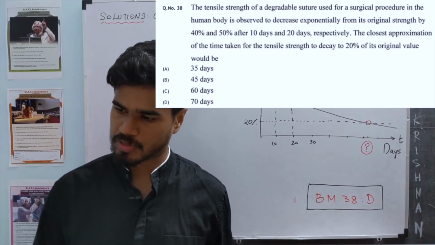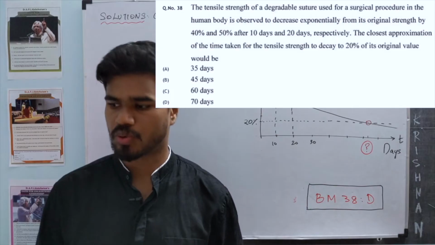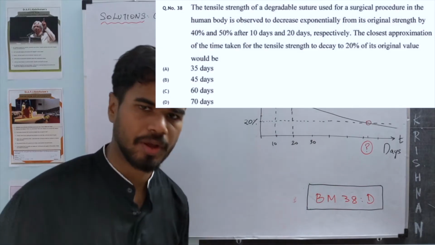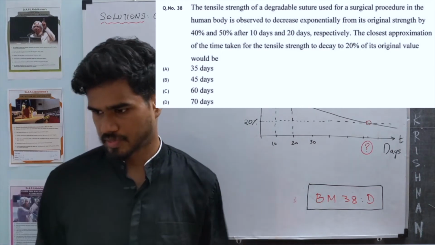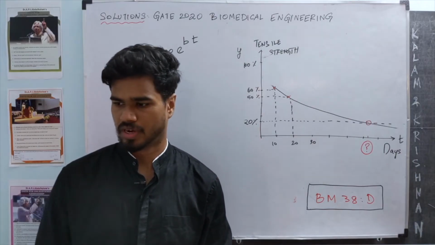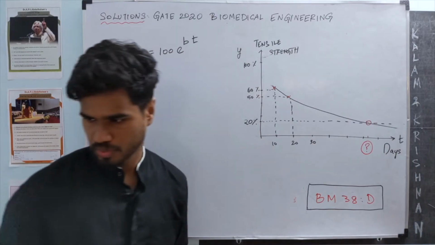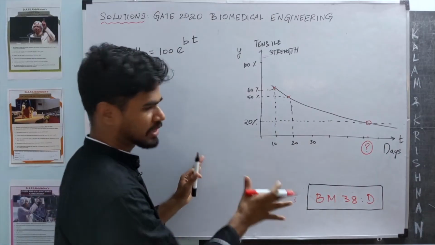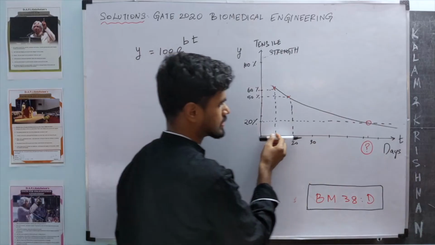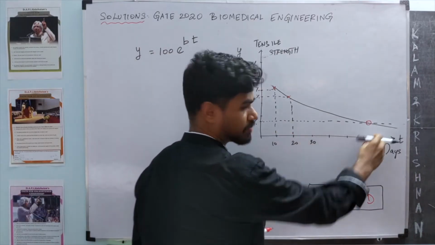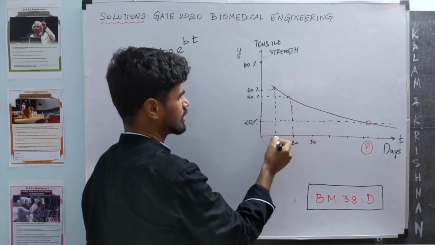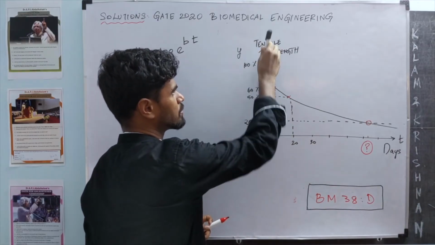The closest approximation of the time taken for the tensile strength to decay to 20% of its original value would be dash. The reason this is ill-posed is, they ask you to fit an exponential function given just 2 points, right? So let's try to visualize the information given in the figure. Let's say this is the tensile strength and this is the time in days. So initially it's like 100%, then after 10 days its value drops by 40%.